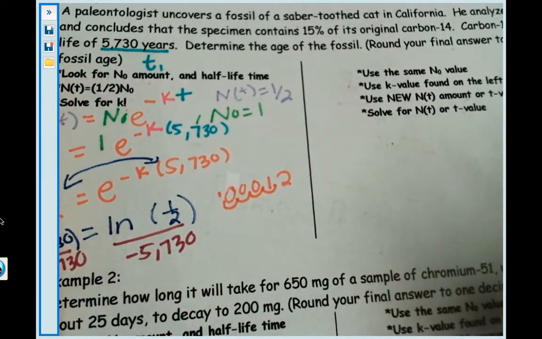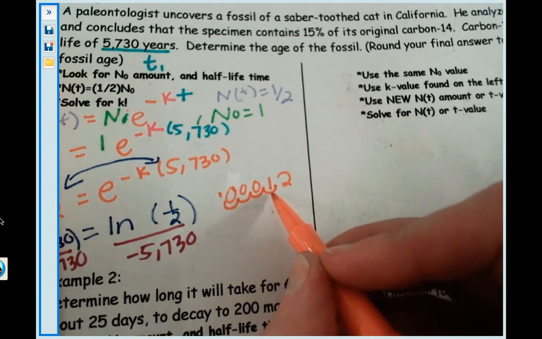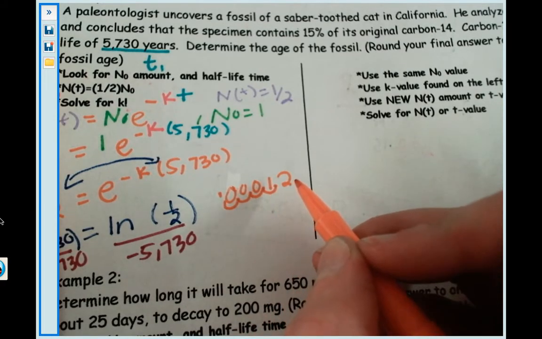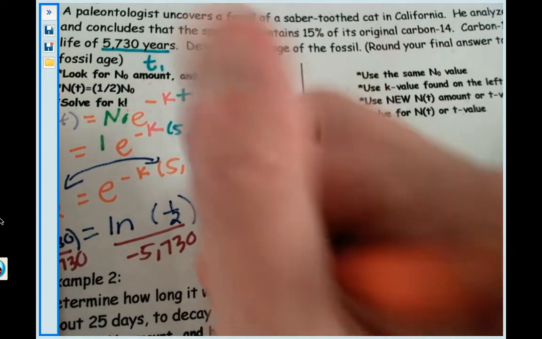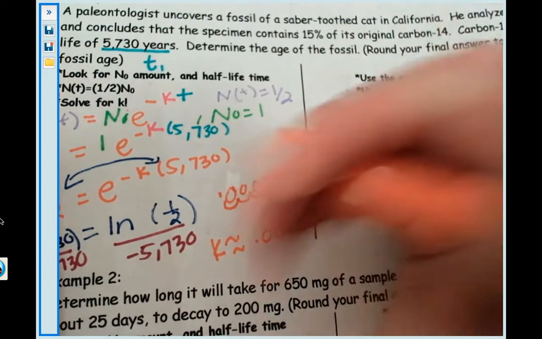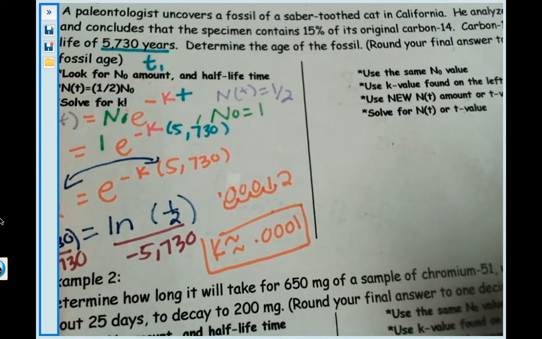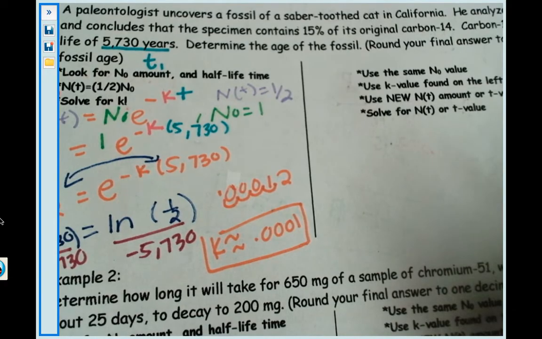Sorry, guys. Okay. And it says to round k to 4 decimal places. So 1, 2, 3, 4. So I'm going to land at the 1, and the 2 is not going to bump it up. So my k value is approximately 0.0001. So that is the k value we're going to be using on the other side. Okay? All right.